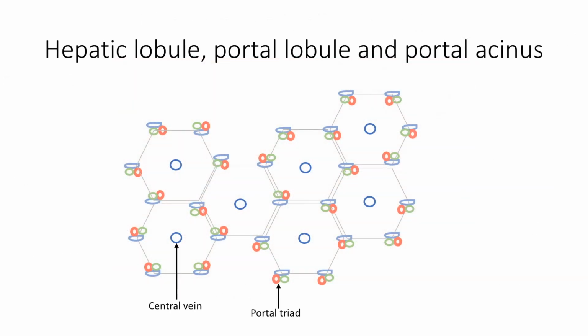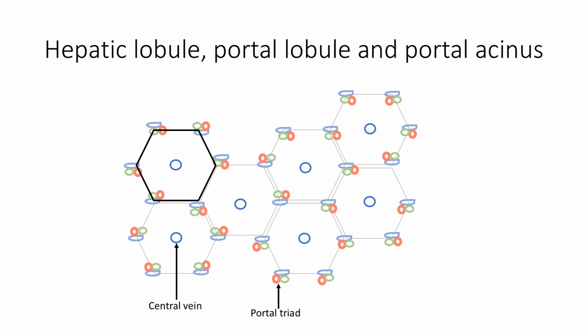Structural arrangement in the liver is described in three ways, namely a hepatic lobule, a portal lobule, and a portal acinus. The hepatic lobule or the classic lobules are the hexagonal areas with a central vein at its center and portal triads at its vertices. This depicts the direction of the flow of blood through the sinusoids towards the central vein.